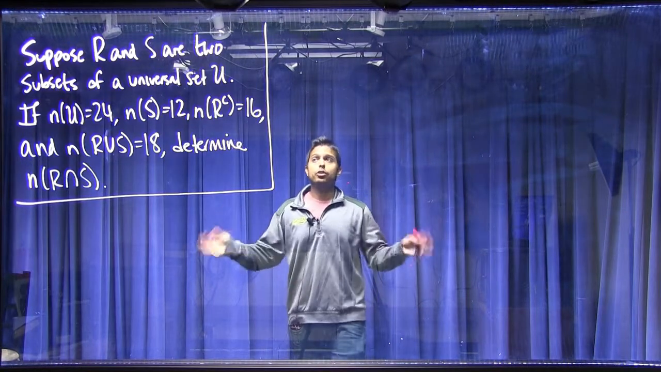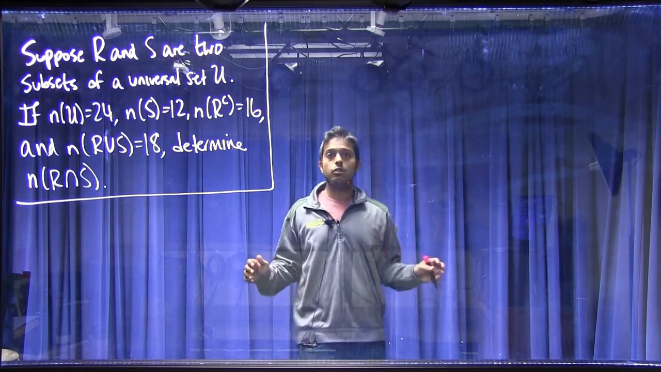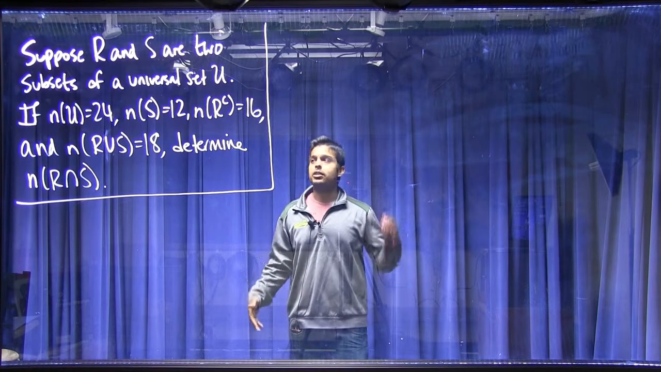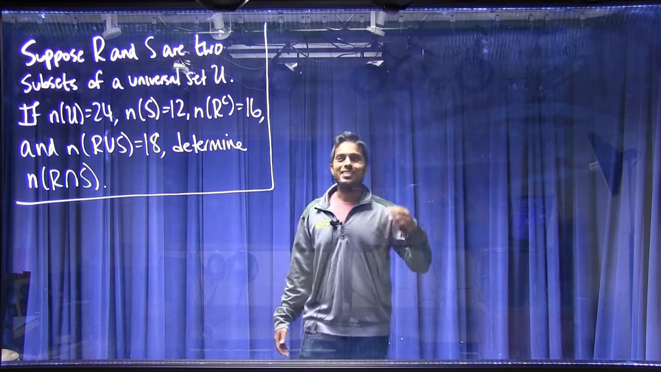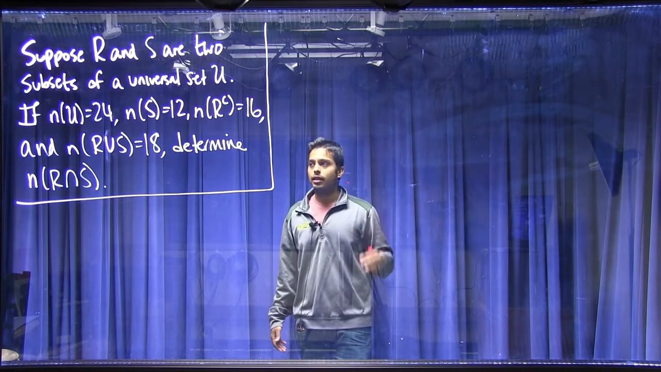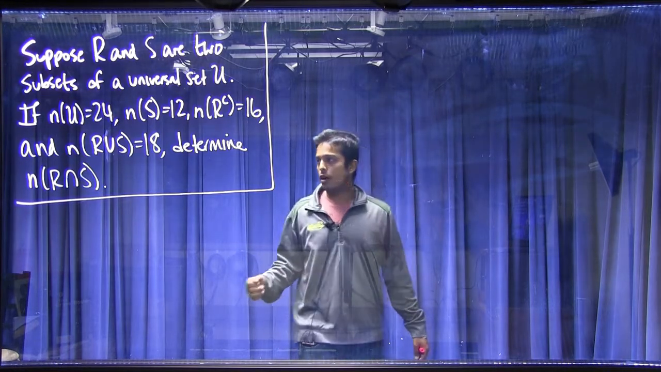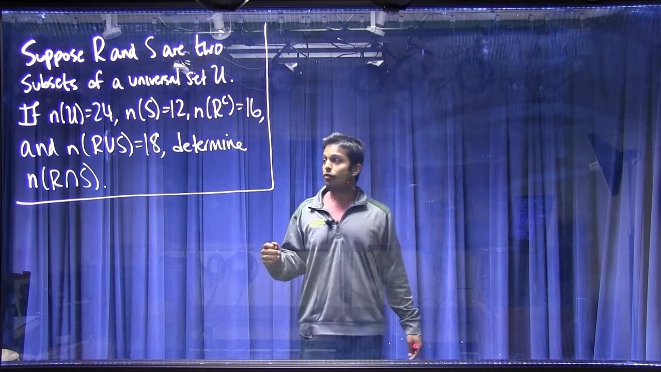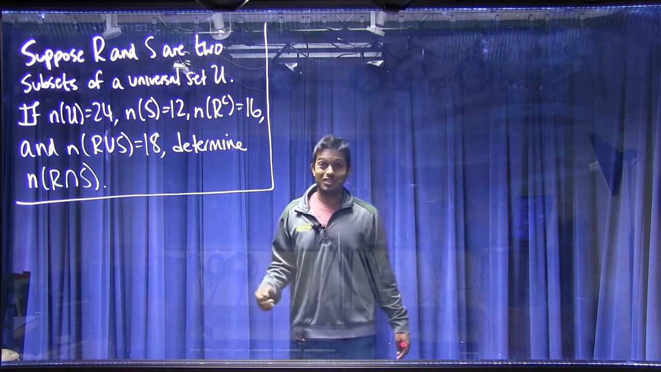Suppose R and S are two subsets of a universal set U, and we know that the number of elements in U is 24, the number of elements in S is 12, the number of elements in the complement of R is 16, and the number of elements in the union of R and S is 18. What we need to do is figure out the number of elements in R intersect S.